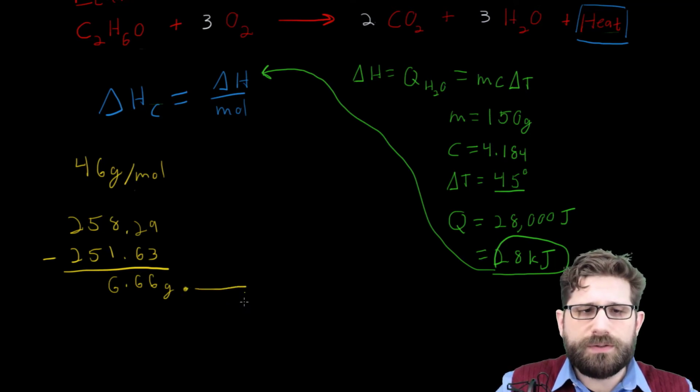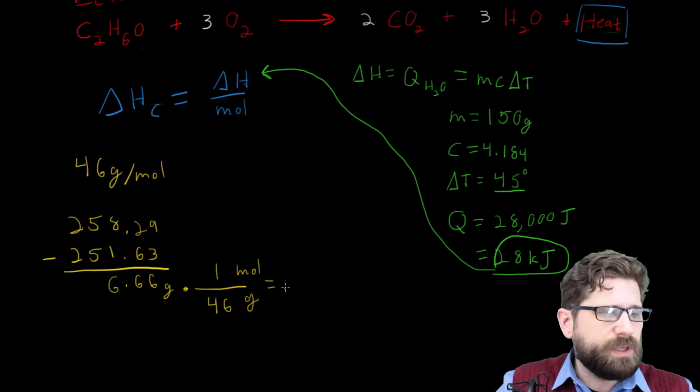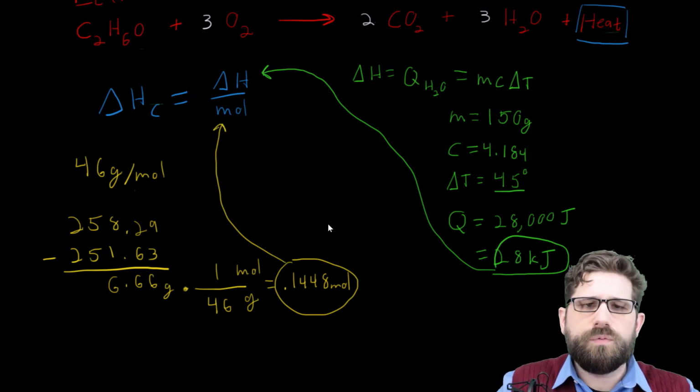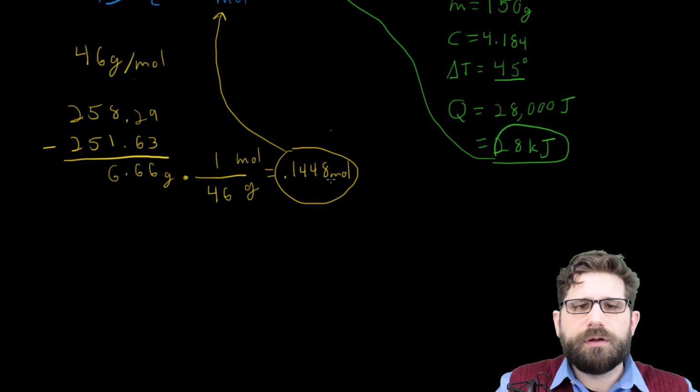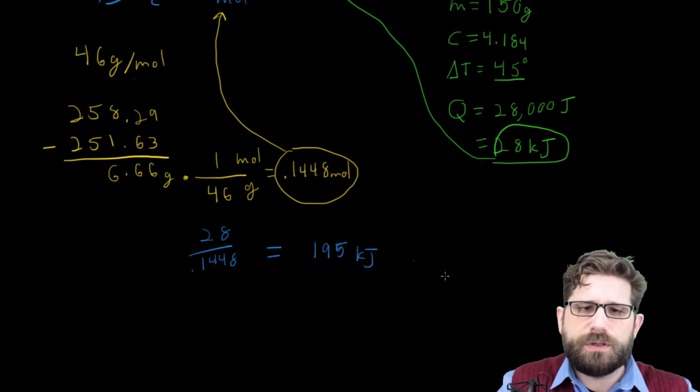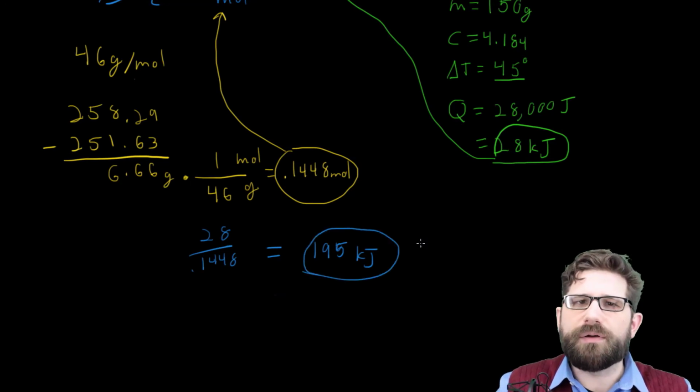So all I need to do is go from grams to moles, just dividing by 46. And that's going to give me 0.1448 moles. And that's going to be the number that I plug in right there. So when I take that number, I'm taking 28 divided by 0.1448, and that gets me 195 kilojoules. And so that's going to be my enthalpy of combustion for ethanol.